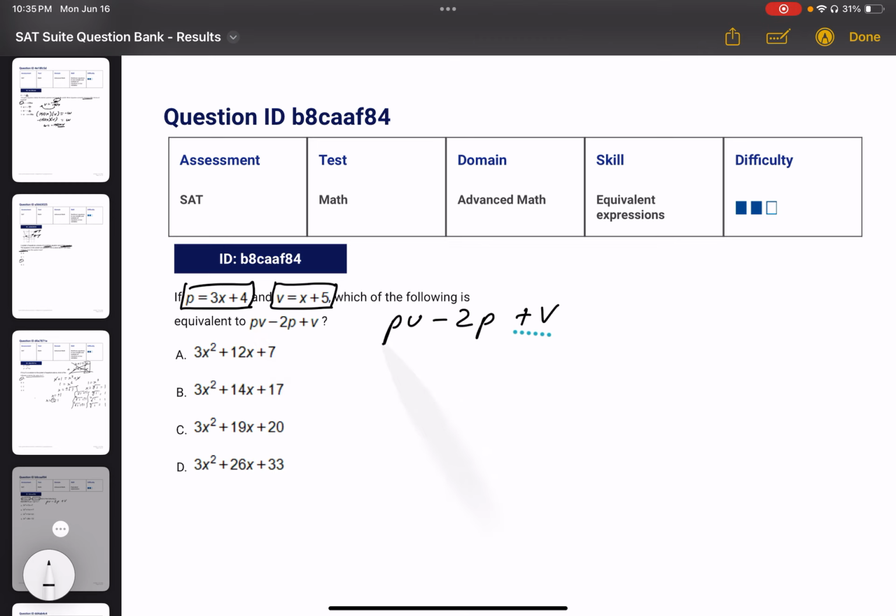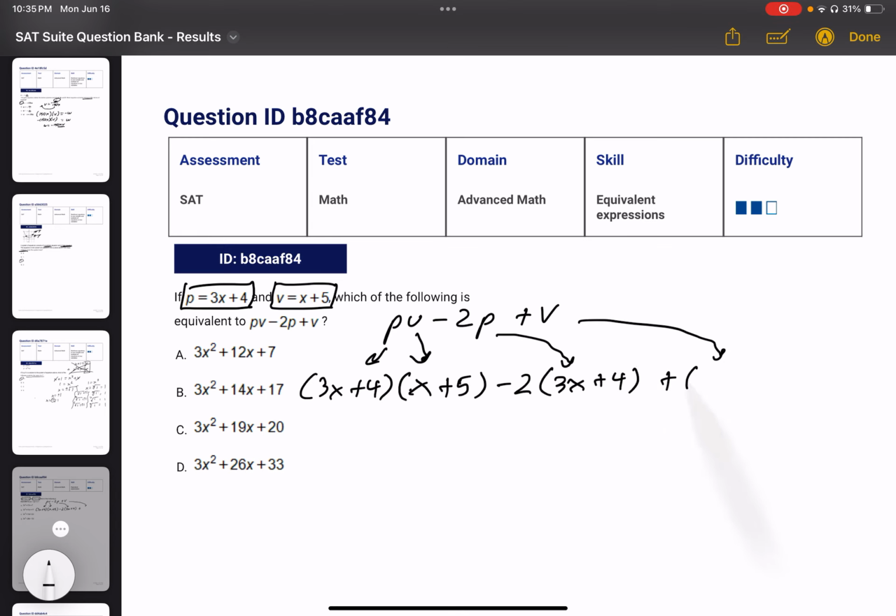So p, we're going to plug in p, and that's 3x plus 4. Then we're going to plug in v over here, and we have x plus 5. And then we have minus 2, and then we plug in p again, 3x plus 4, and then we're going to add v over here, which is just x plus 5.